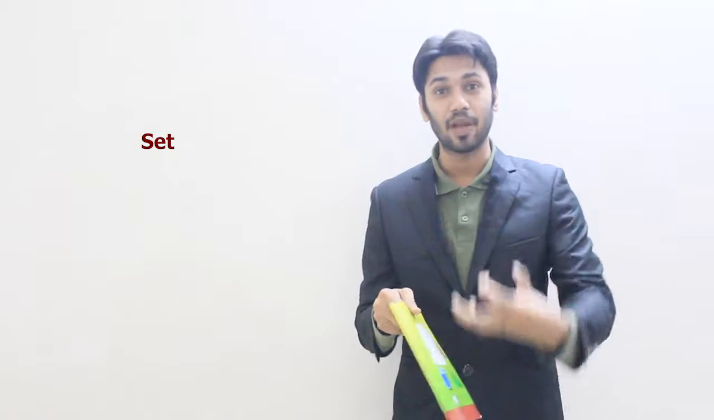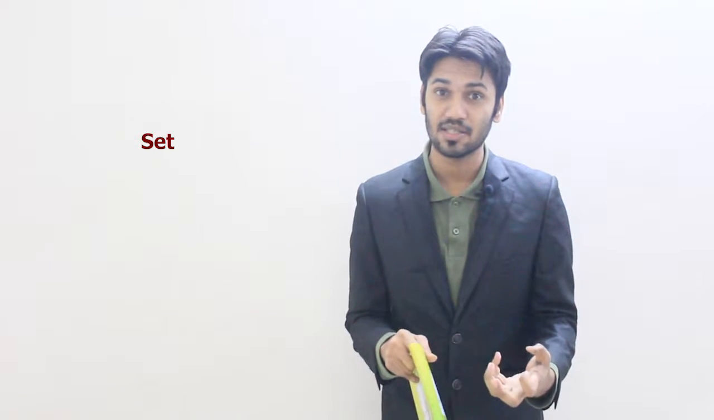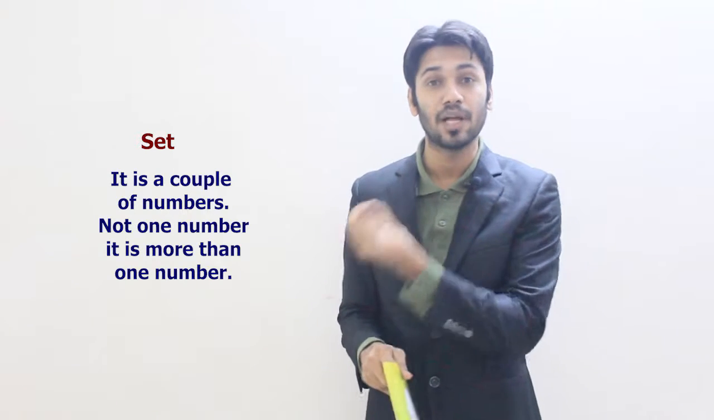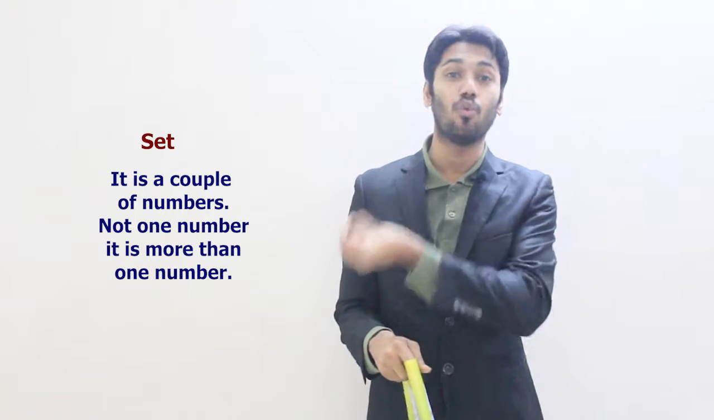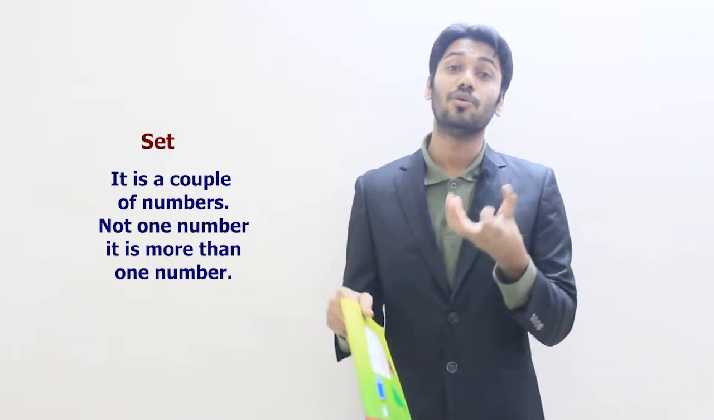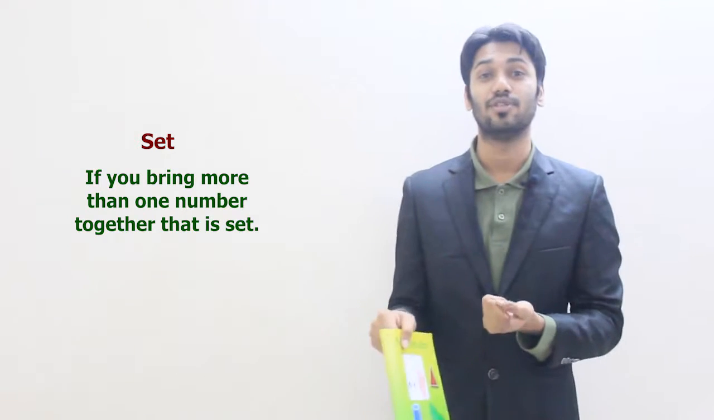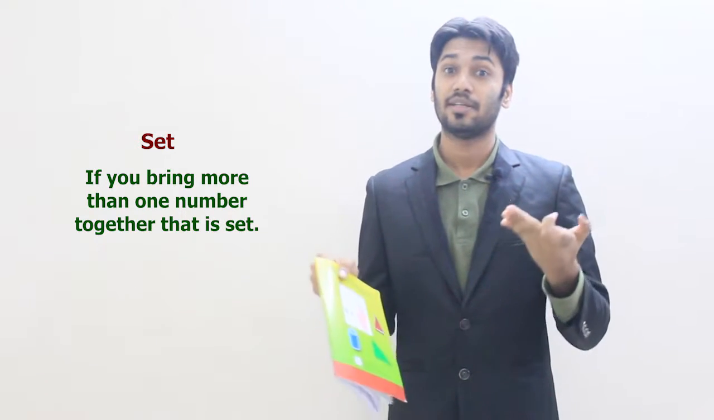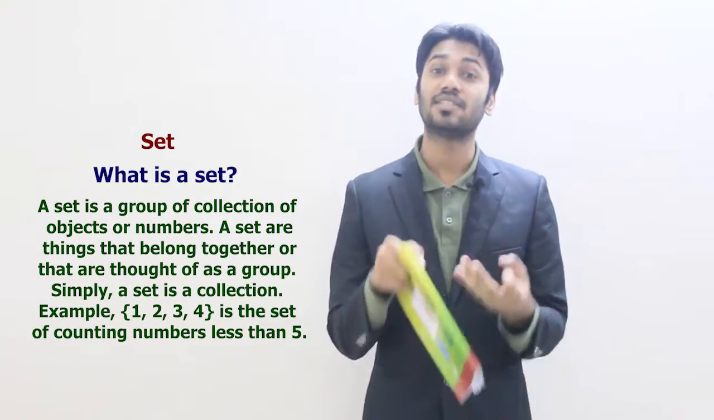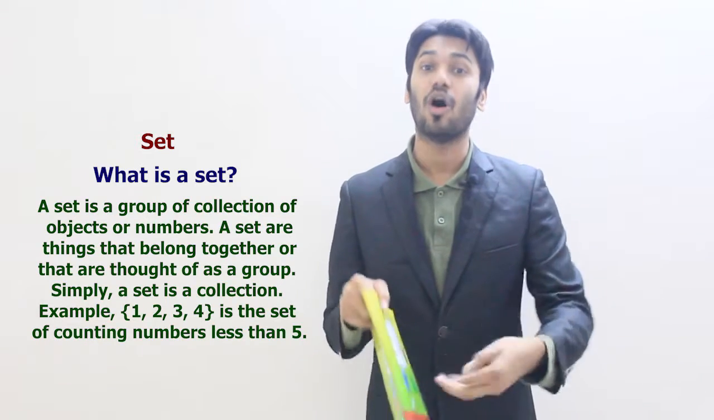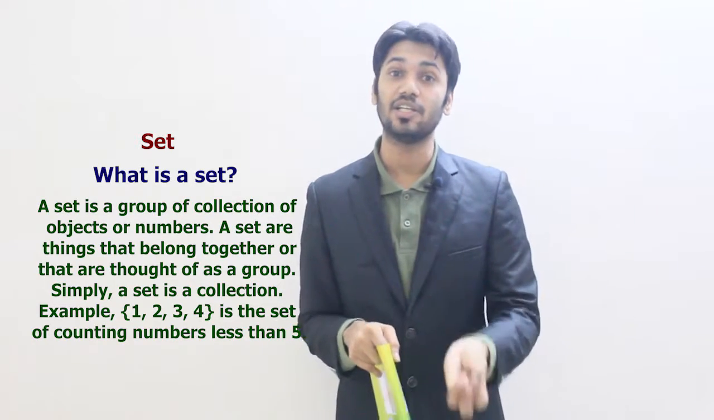The same thing applies for mathematics as well. That means it's a couple of numbers, not one number, rather more than one number. If you bring more than one number together, that would give you a set. So, to put it simply, what is a set? A set is a number, or some numbers, that are similar in nature.